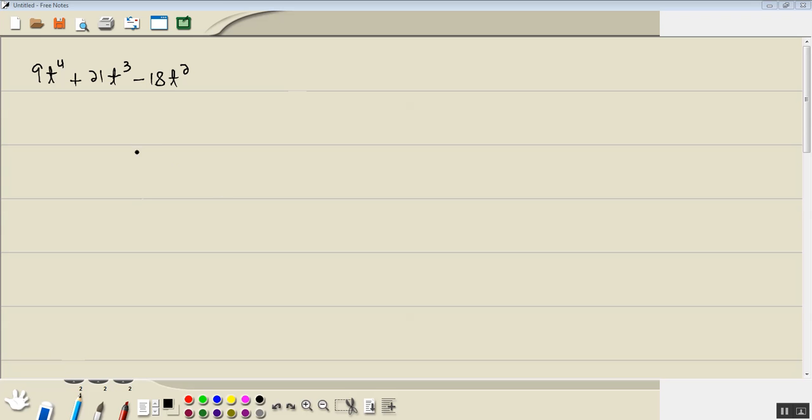Take a look at this problem. First thing I notice is they're all divisible by 3, and they all have a t squared. So GCF-wise, I'll factor out a 3t squared.